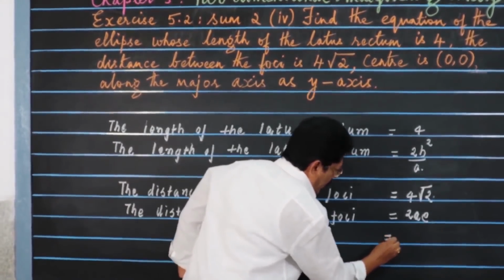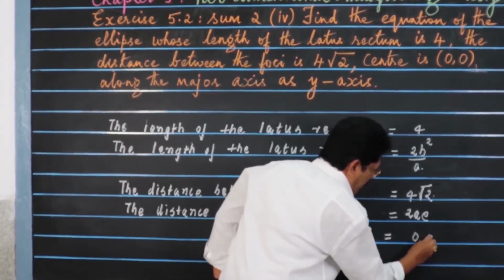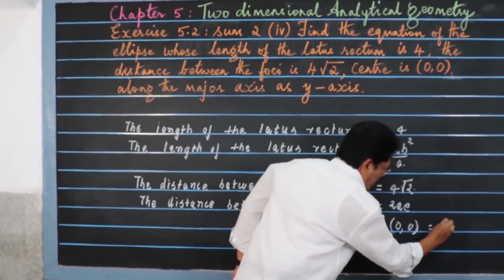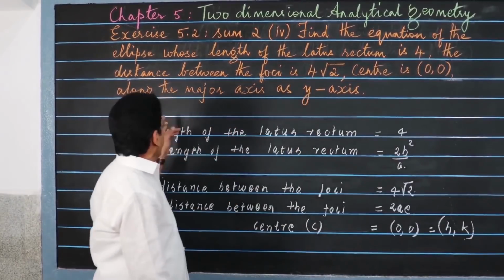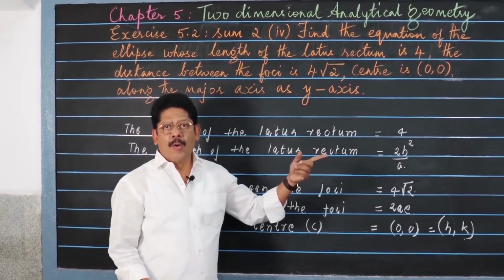Center C is equal to 0, 0, which is also equal to h, k. The next is major axis along y-axis.